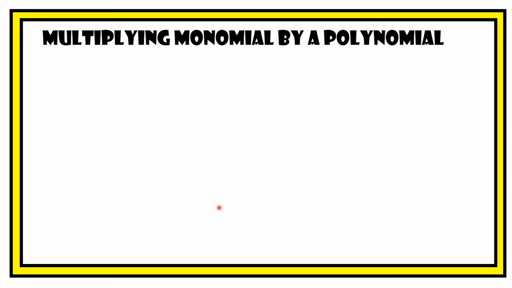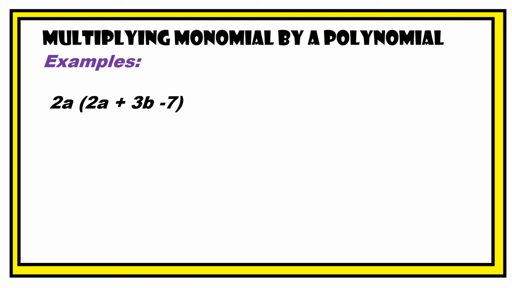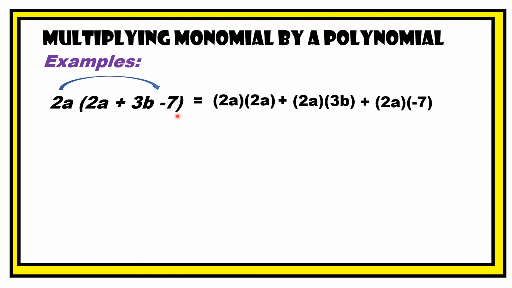Next, multiplying a monomial by a polynomial. To multiply a monomial by a polynomial, simply apply the distributive property and follow the rule in multiplying a monomial by a monomial. Examples: 2a times the quantity 2a plus 3b minus 7. So, distribute lang natin yung 2a. So, we have 2a times 2a, then 2a times 3b, then 2a times negative 7.